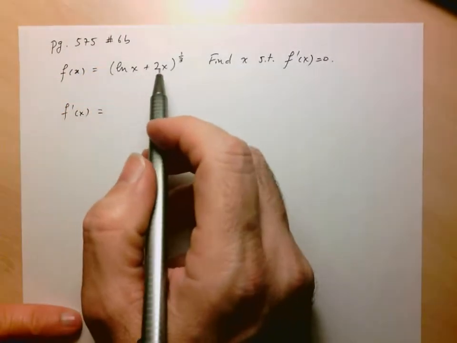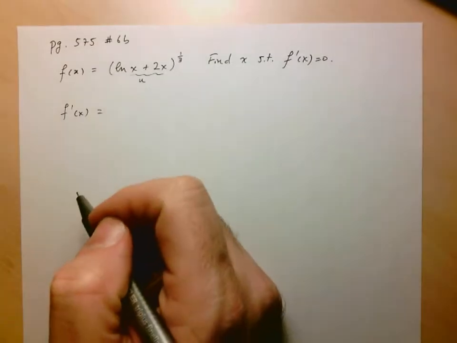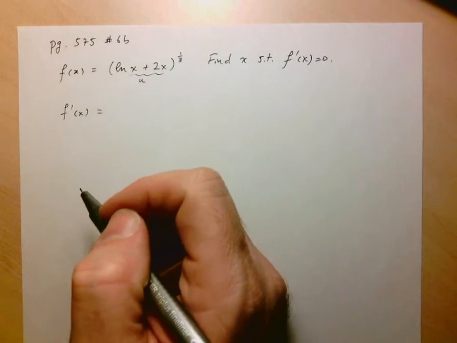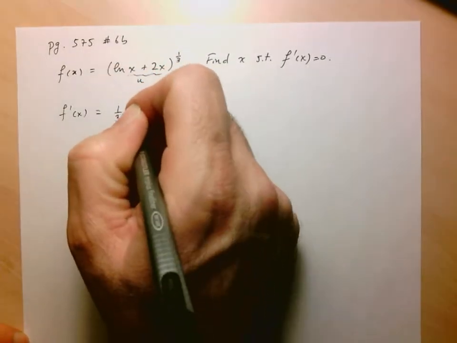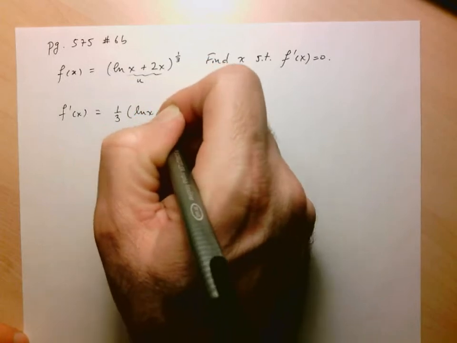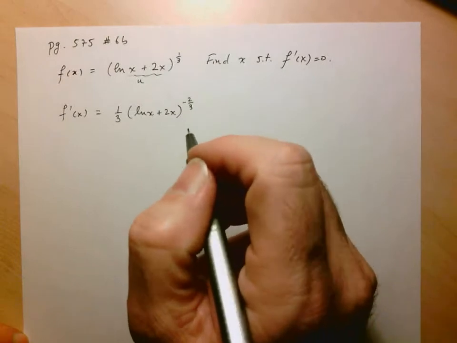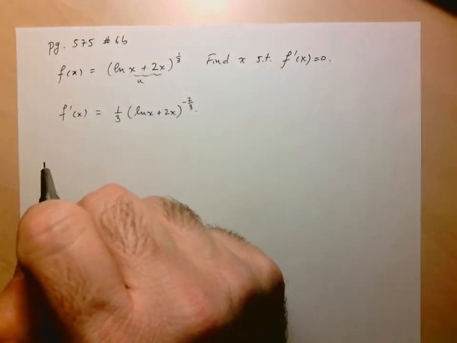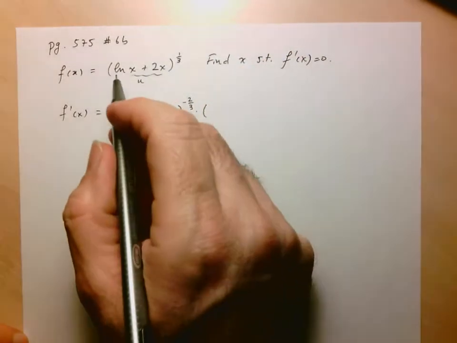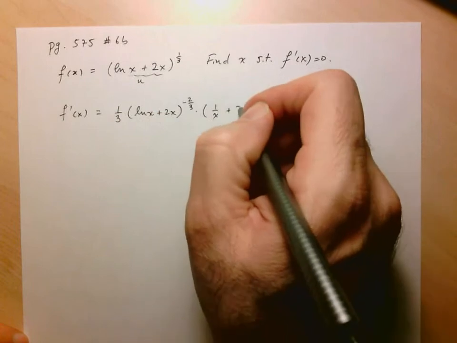Well, we're going to have to use a chain rule, so the outside function is, again, if you still want to think of this as being your placeholder variable u, so the derivative of u to the 1/3 is 1/3 times u, which is ln x plus 2x, to the negative 2/3. Okay, and then I have to multiply that by the inside function, so u with respect to x. Okay, so the derivative of ln x is just 1 over x, plus the derivative of 2x is just 2.